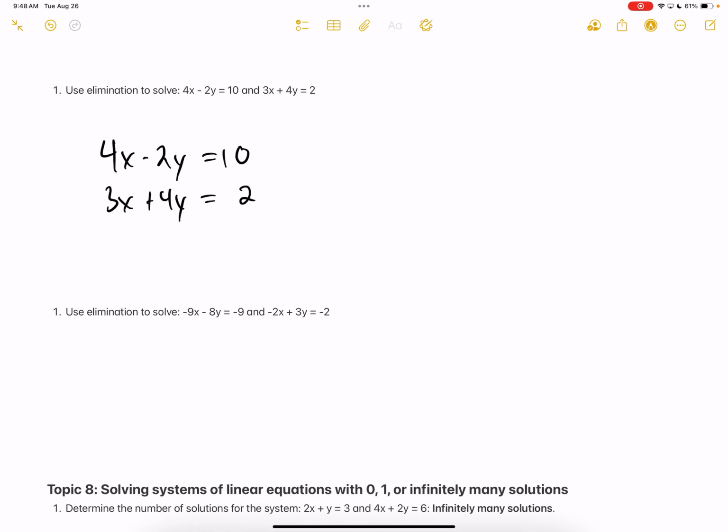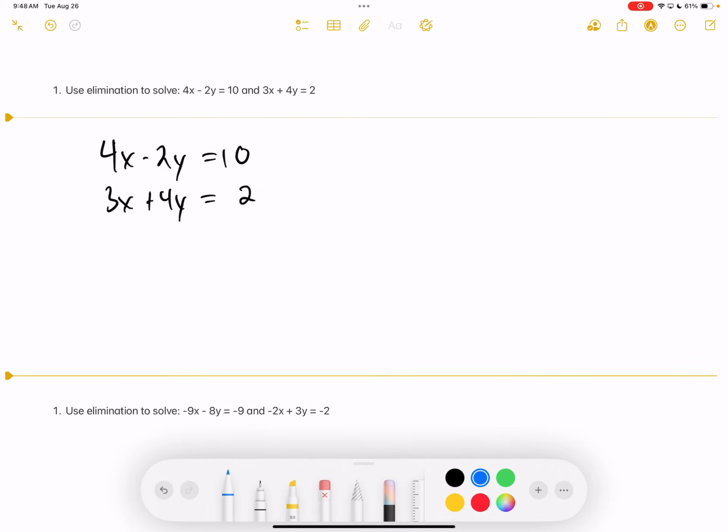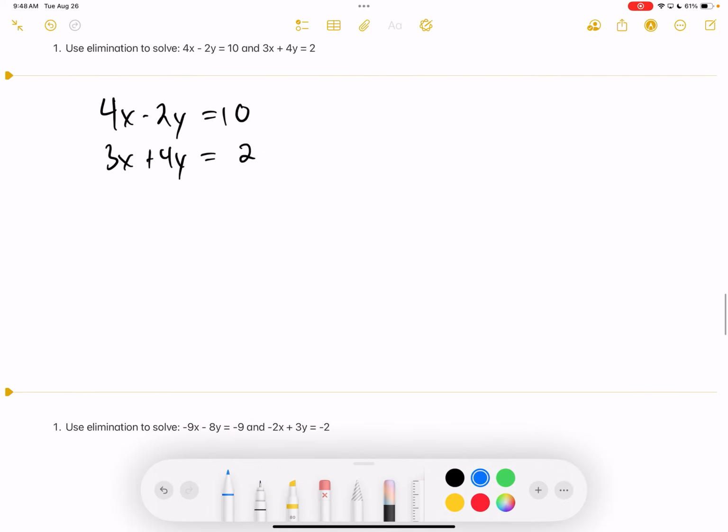So what happens? I'm skipping to this one. What happens if I have this problem right here? And if I go to just add these up, I get 7x plus 2y equals 12. Well, that doesn't help me at all because I still have an x and I still have a y.